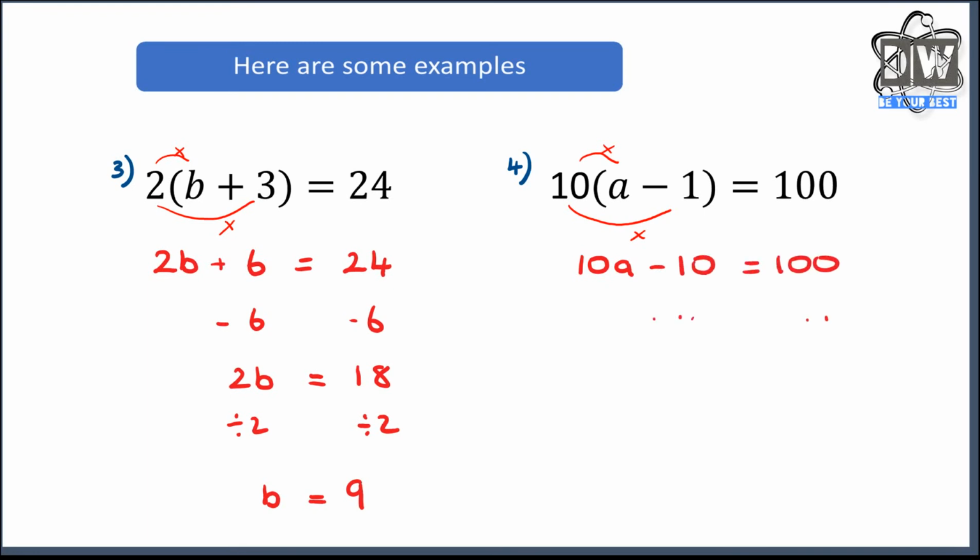What are we going to do? We're going to do the opposite. So it's plus 10 to both sides. We end up with 10a equals 110.